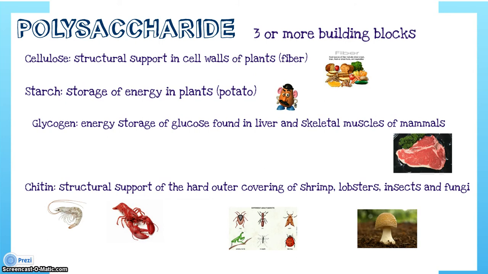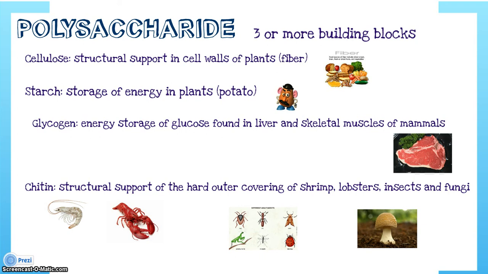The last category of carbohydrates are polysaccharides. This is when three or more building blocks, or monosaccharides, are bonded together. The first is cellulose. This is the structural support in cell walls, or basically the fiber. That stuff that our body doesn't digest very well, which keeps you regular.